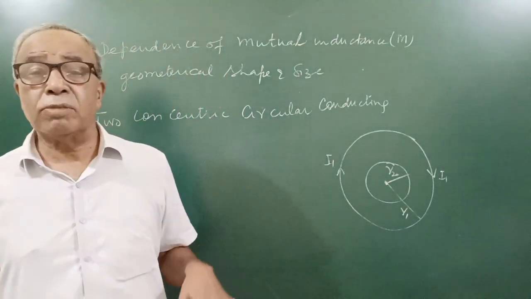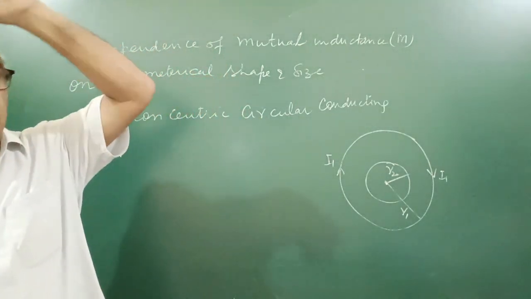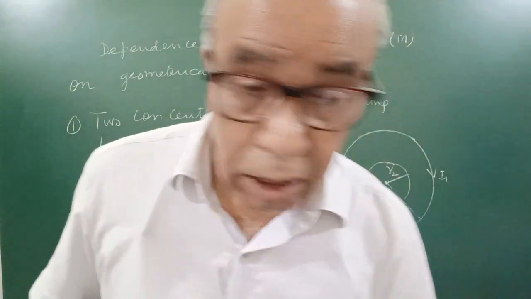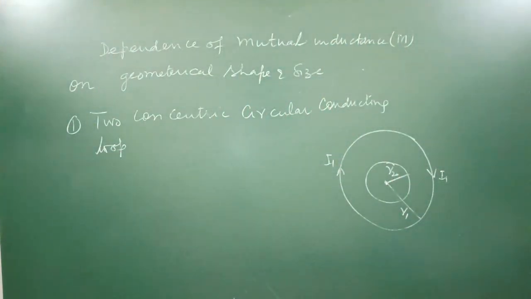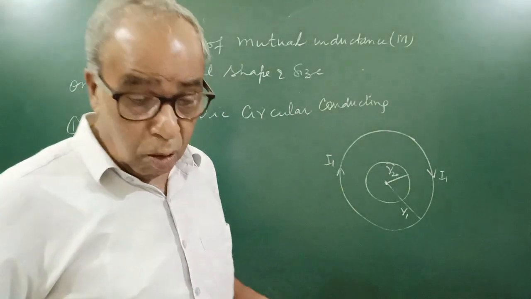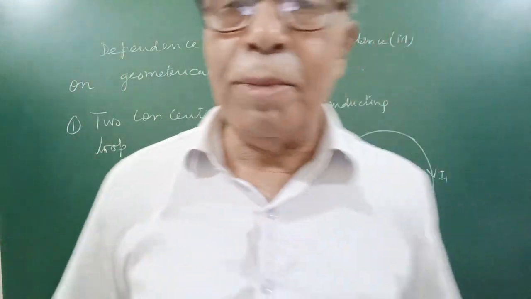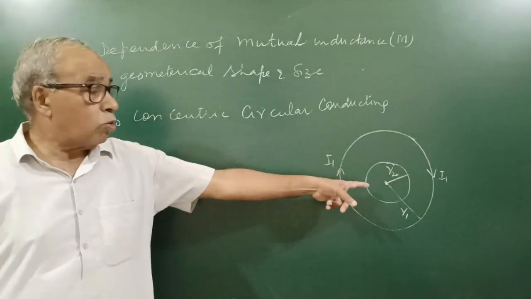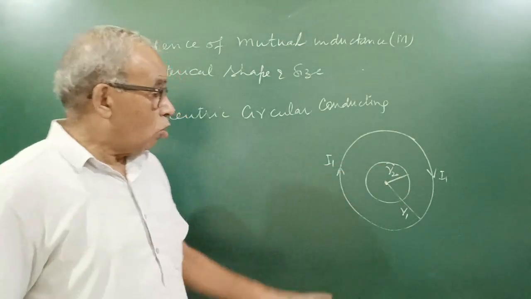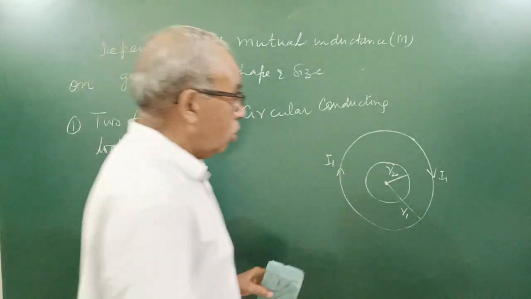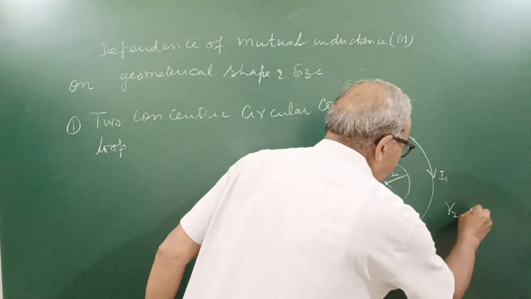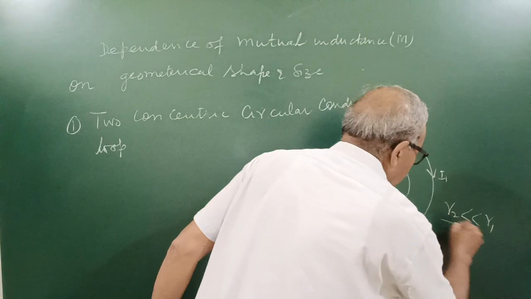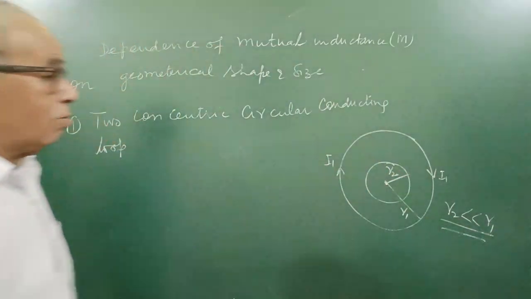Well, dear friends, in the last video I told you what is mutual induction. Now in this video we will discuss how the value of M depends on geometrical shape and size. So here are two concentric coils of radius R1 and R2, and here R2 is very much less than R1. Why this is taken, I will explain.